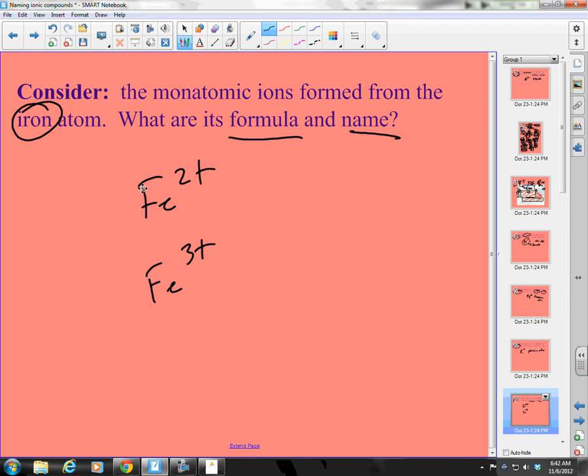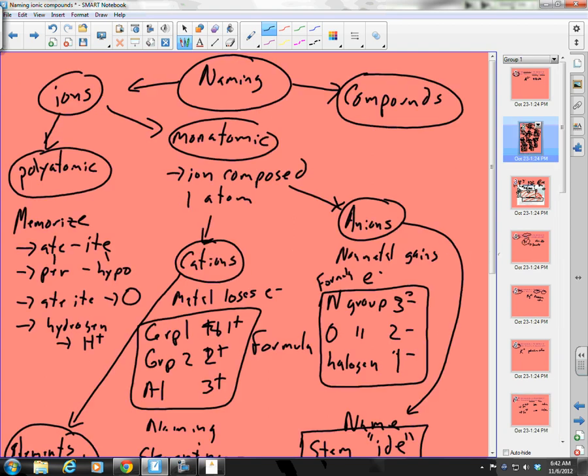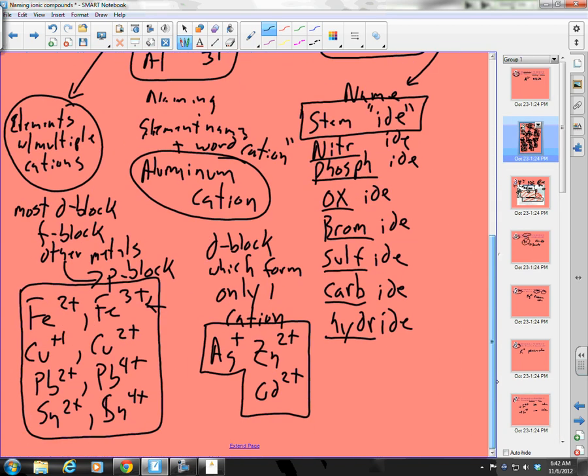And so we'd say what? Based on the way we had named things, we'd say this is the iron cation and this is the iron cation, right? Wait a minute. These things are different. That's a +2 and that's a +3. How can they have the same name? Well, they can't have the same name. So we have to somehow identify them as being different.